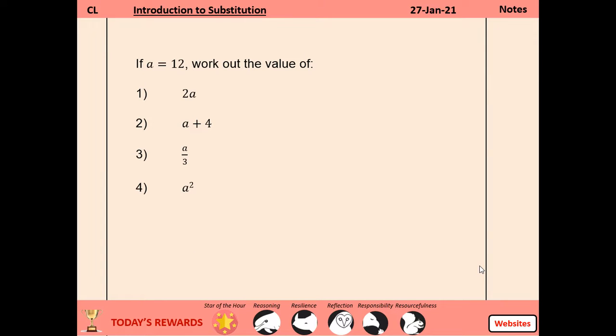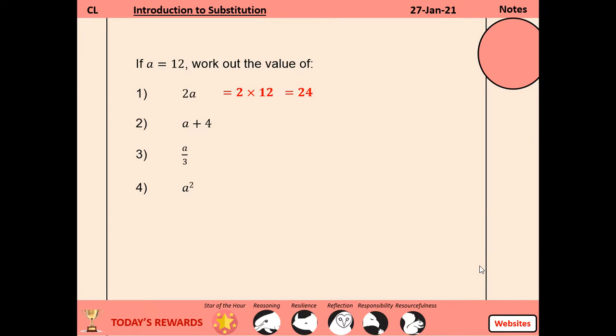Okay, so let's go through this example quickly. If a is 12, a question might be like, work out the value of 2a. What did we say 2a was? 2a means 2 times a, right? So if 2a is 2 times a, I'm going to replace the a with 12. So I'm going to do 2 times 12, which is 24.